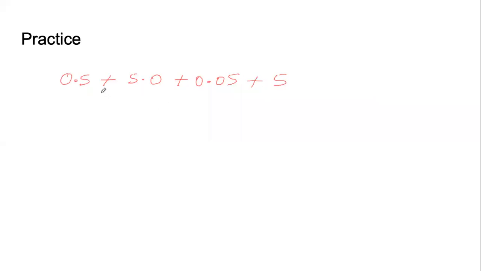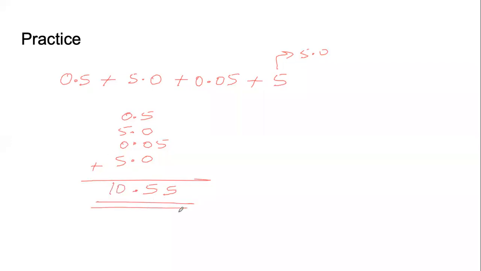So if you write it one below the other, the first number is 0.5, okay, so 0.5. Second number is 5.0, okay, 5.0. Third number is 0.05, so 0.05. And then the last number is 5. Now you need to know that 5 is 5.0, so it will be 5.0. Now when we add the hundredths place, it's only 5. The tenths place, it's only 5. Now comes the decimal. Now 5 plus 5 is 10, 10.55.